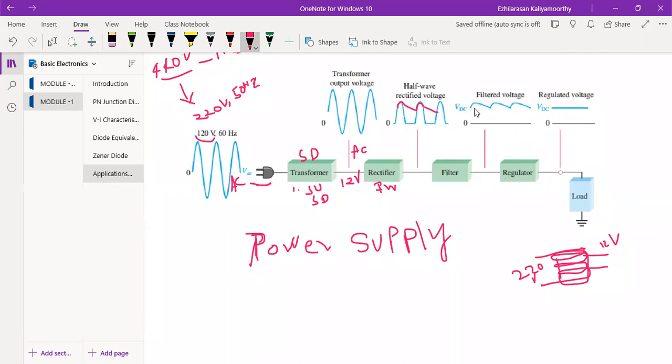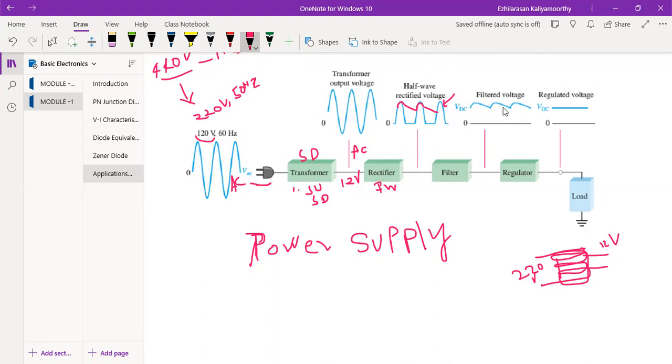But still I need to remove the ripples. See, these are called ripples. This is the ripple or harmonic we can say. So this will be your VDC, but not a complete VDC actually. After the filter, what will happen? The rectifier will convert AC to DC. And see, this is the DC we got. So now we get VDC.